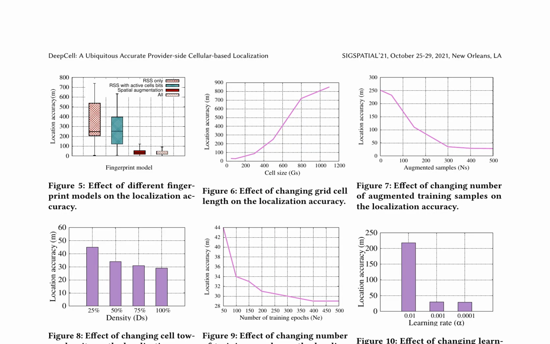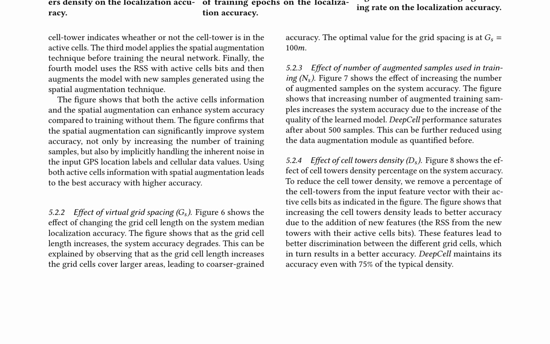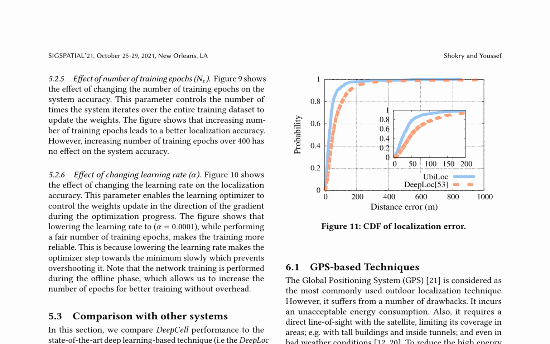The research paper discusses DeepCell, a ubiquitous accurate provider-side cellular-based localization system. It leverages cellular RSS measurements from different cell towers to train a deep neural network model for outdoor localization. The system's accuracy is enhanced by incorporating active cells information, spatial augmentation, and cell towers density. Figures and tables demonstrate the impact of various parameters such as fingerprint models, grid cell length, number of augmented samples, cell towers density, training epochs, and learning rate on the system's accuracy.